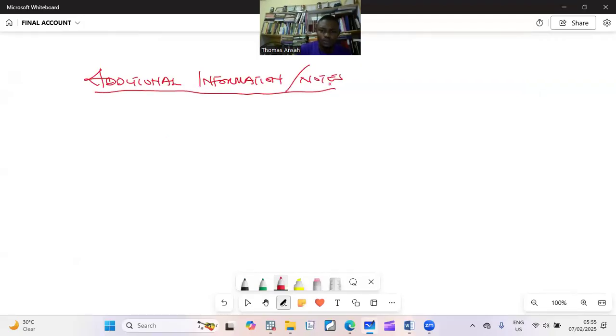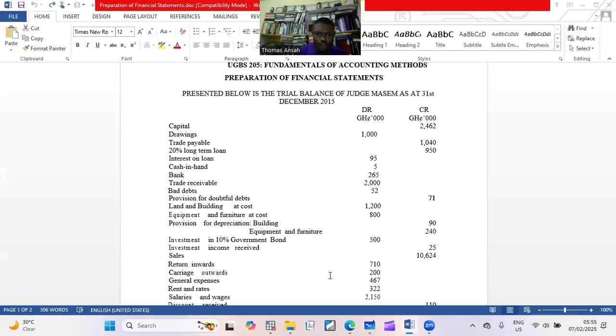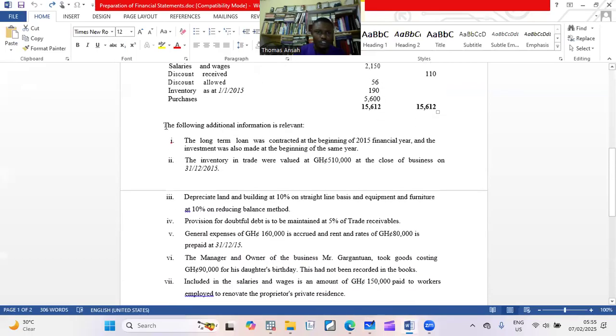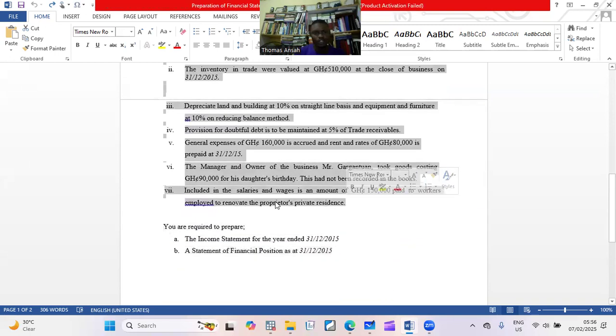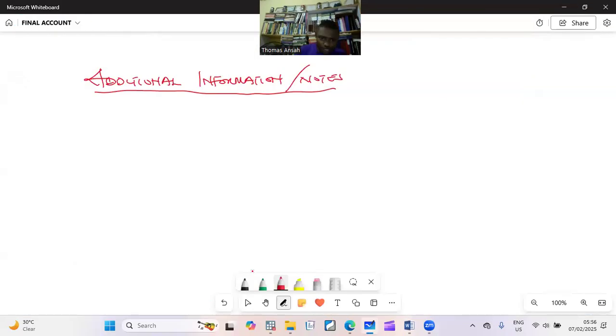What do we do with them? For example, this is what we call additional information. Have you seen this? The following information is also relevant. So it is up to here. There are 7. So how do we deal with these ones? How we deal with these ones is that they are additional information, and that tells you that the double entry for those information have not been done.